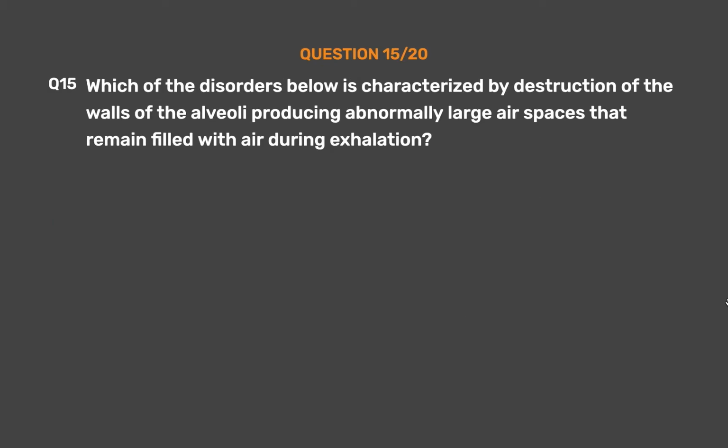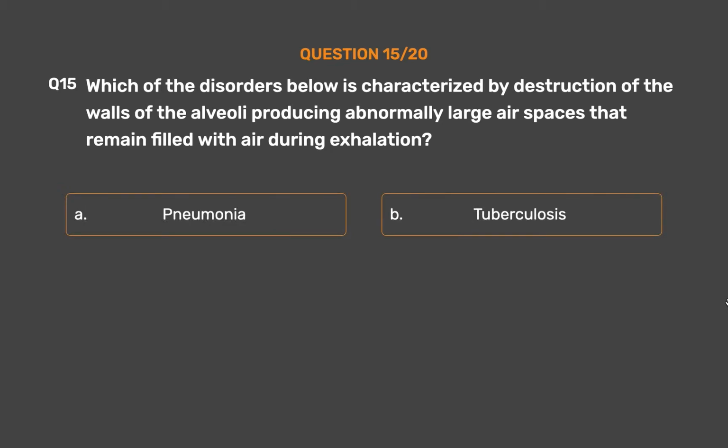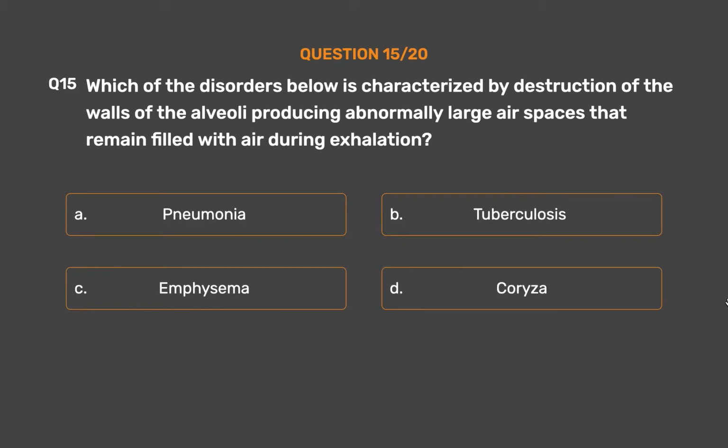Question number 15. Which of the disorders below is characterized by destruction of the walls of the alveoli producing abnormally large air spaces that remain filled with air during exhalation? Option A. Pneumonia. Option B. Tuberculosis. Option C. Emphysema. Option D. Coryza.